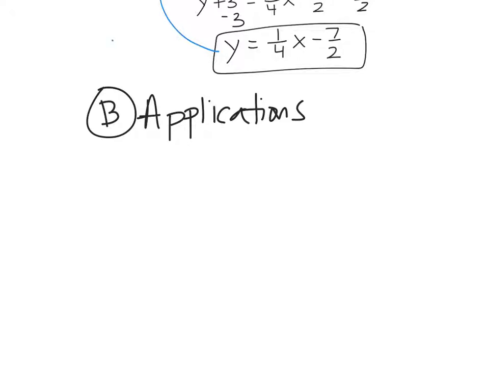Okay, so here we go. It says here that an apartment building was purchased for $50,000.